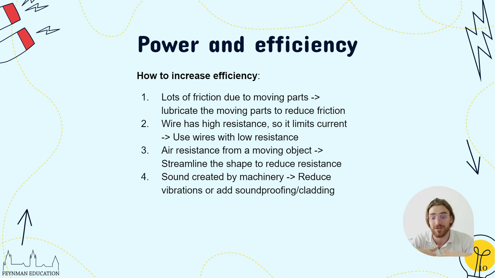And finally, sound. Some machinery causes a lot of sound and vibrations. So what we do instead is dampen that sound by putting something like soundproofing, or as I say, cladding. Having rubber feet on the bottom of a washing machine, let's say, will reduce vibrations and sound, thus making it more efficient.